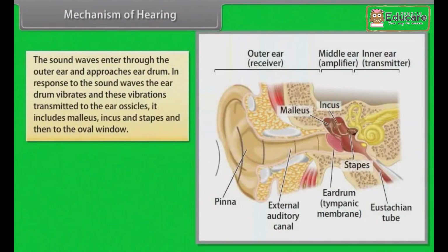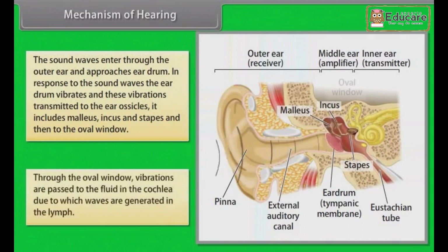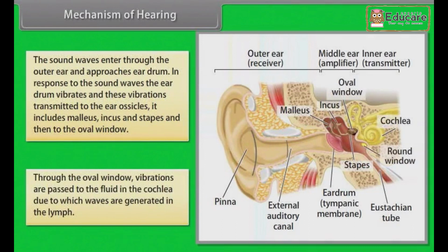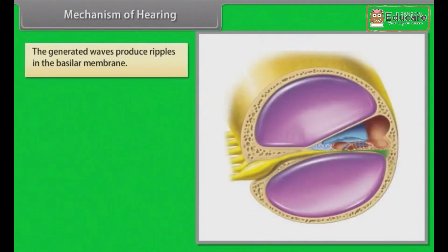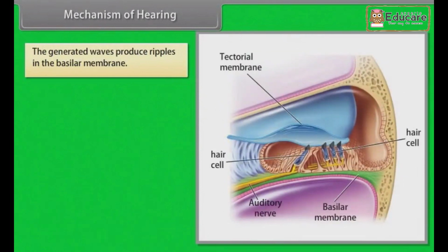Mechanism of hearing. The sound waves enter through the outer ear and approach the eardrum. In response to the sound waves, the eardrum vibrates, and these vibrations are transmitted to the ear ossicles. It includes the malleus, incus, and stapes, and then to the oval window. Through the oval window, vibrations are passed to the fluid in the cochlea, due to which waves are generated in the lymph. The generated waves produce ripples in the basilar membrane.